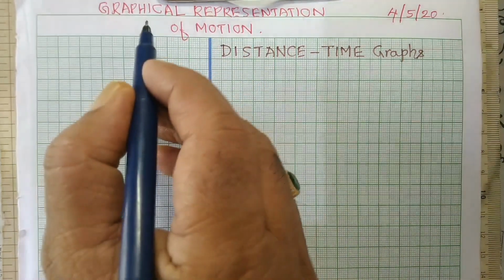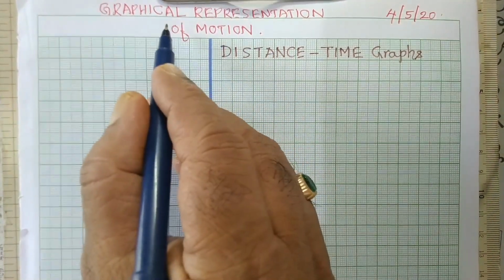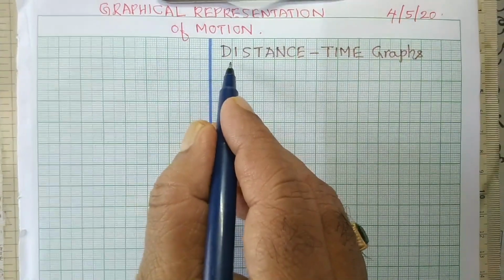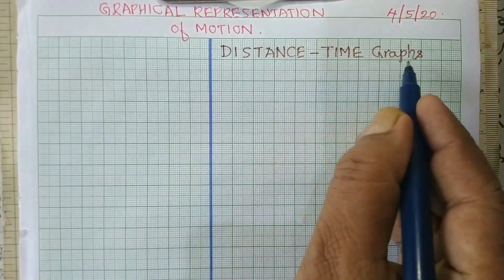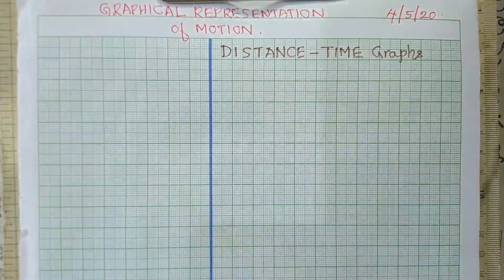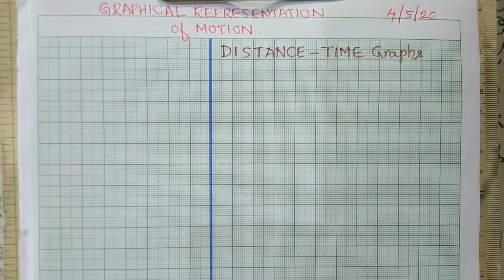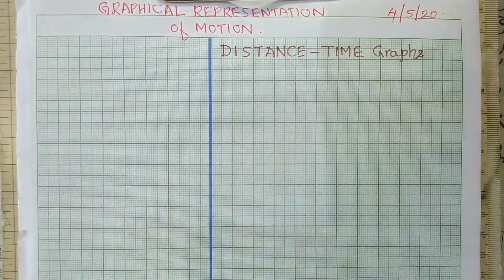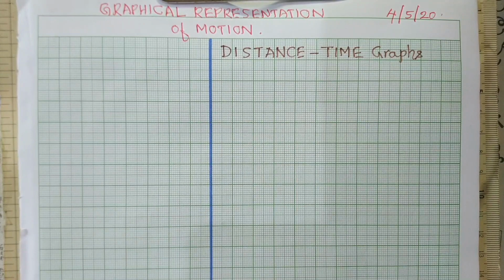Here, I'd like to tell you about the graphical representation of motion. There are two types. One is the distance time graph and the other one is the velocity time graph. The velocity time graph I am going to take up in the other class. First I am taking up the distance time graph. I'd like to repeat, there are two types: the distance time graph of motion and the velocity time graph of motion.